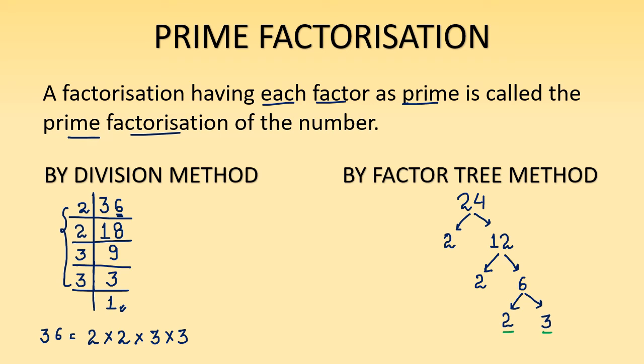Now mark all the prime numbers: this 2, another 2, this third one 2, and 3. Therefore 24 is equal to 2 into 2 into 2 into 3. This way we can do prime factorization using the factor tree method.